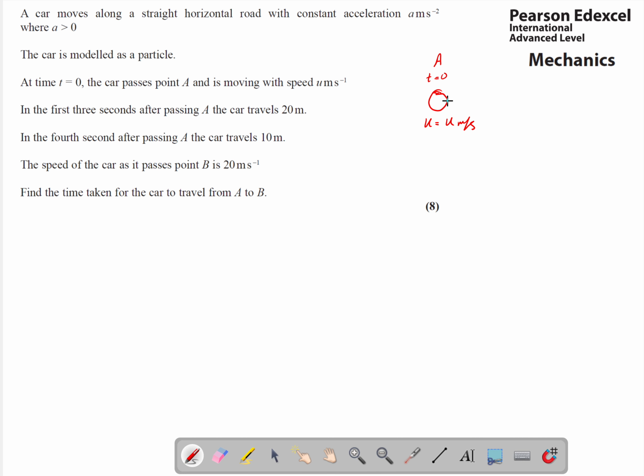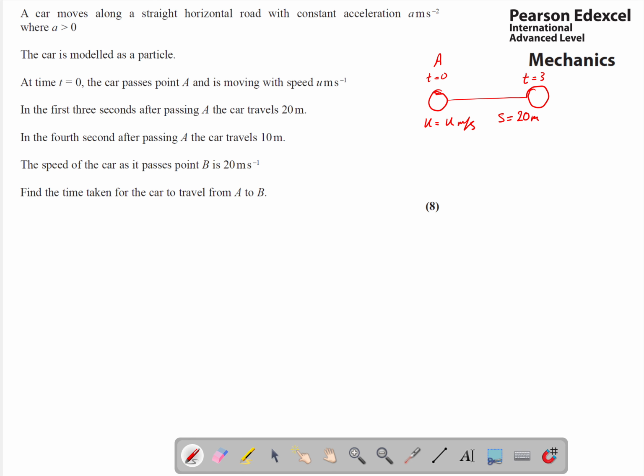It means that, for example, after 3 seconds, the car is here. Time equals 3, and it travels s equals 20 meters.